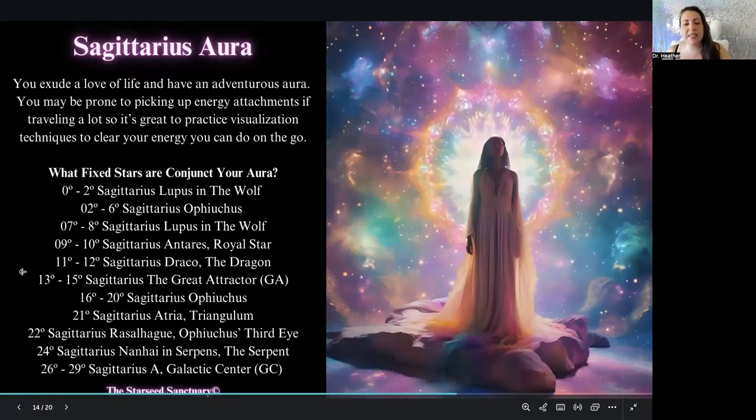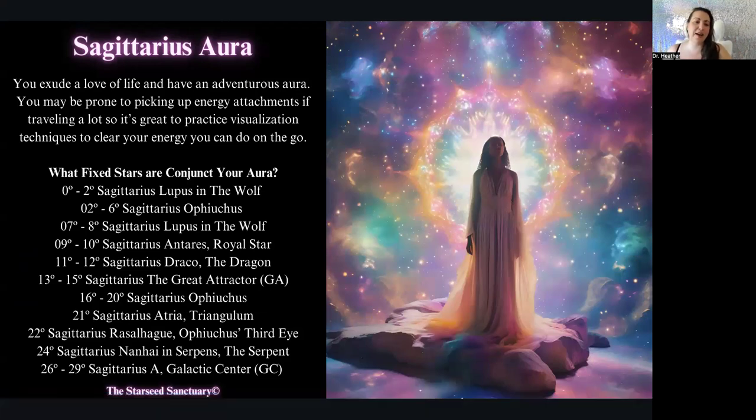Next up, we have Sagittarius, natal asteroid aura. So you generally exude a love of life, have an adventurous aura. You might even be prone to picking up energy attachments if you're traveling a lot. So it's great to practice visualization techniques to clear your energy that you can do on the go. Okay. If you're a citizen of the world. So what are the fixed stars that are conjunct your natal asteroid aura if it's in the sign of Sagittarius?